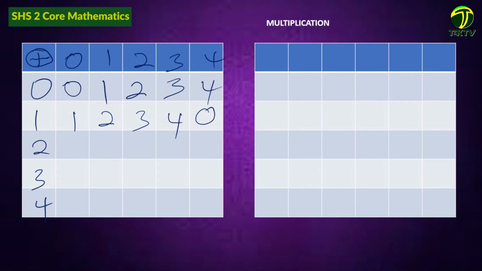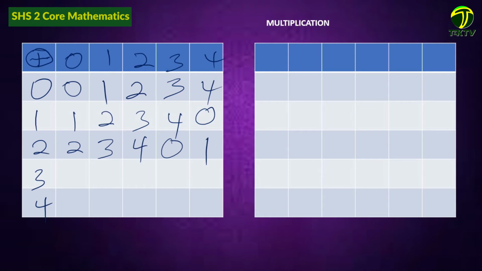2 plus 0 is 2. 2 plus 1, 3. 2 plus 2, 4. 2 plus 3, 5. In this case, we have to do the conversion. 5 in mod 5 is 0. That's 5 goes into 5, 1 remainder 0. 2 plus 4, 6. 6 in mod 5 means 5 goes into 6, 1 remainder 1. So we write the remainder, 1.